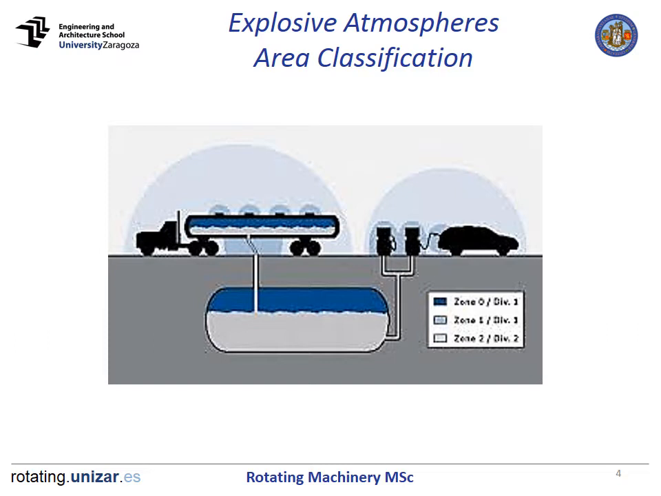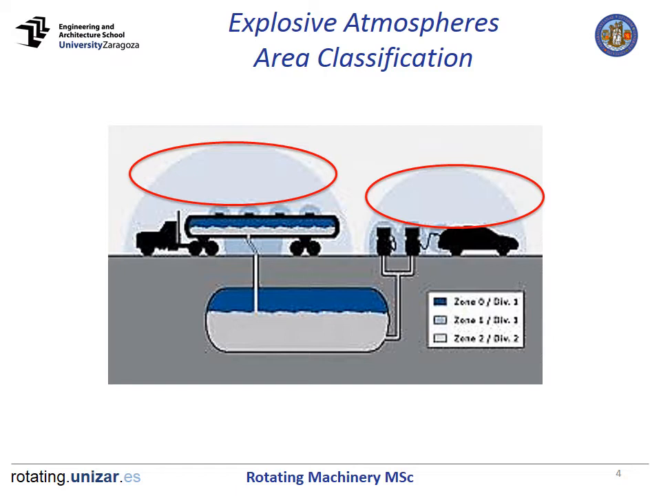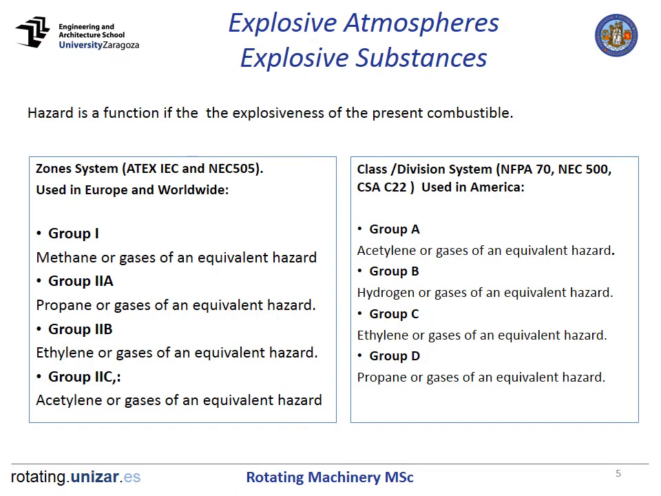Showing an example of the area classification, we have the following one. Here we have Zone 0 inside the vessel, where the flammable mixture is present continuously. We will see a Zone 1 in the nozzles and the connection points, where a flammable mixture is likely to occur. Finally, we have a Zone 2, where the flammable mixture is unlikely to occur, and if it occurs, it will be present only for a limited period of time.